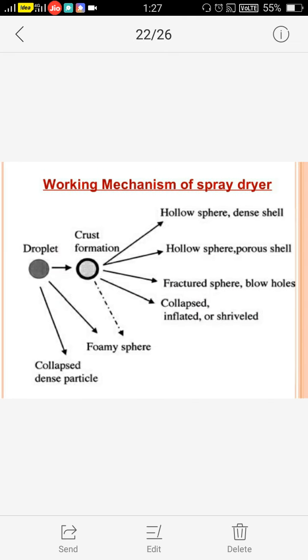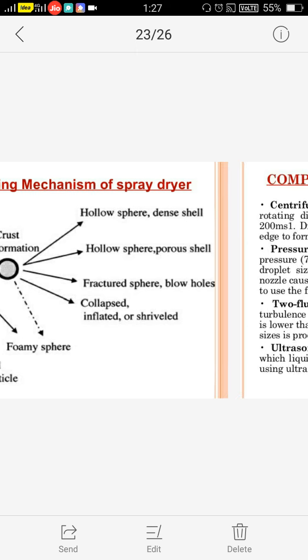The working mechanism of spray dryer: the droplet goes into crust formation, which may be a foamy sphere, collapsed dense particles, a hollow sphere, porous shell, fractured sphere, blow holes, or collapsed inflated particles. These are the working mechanisms of spray dryer, meaning droplet and then crust formation.